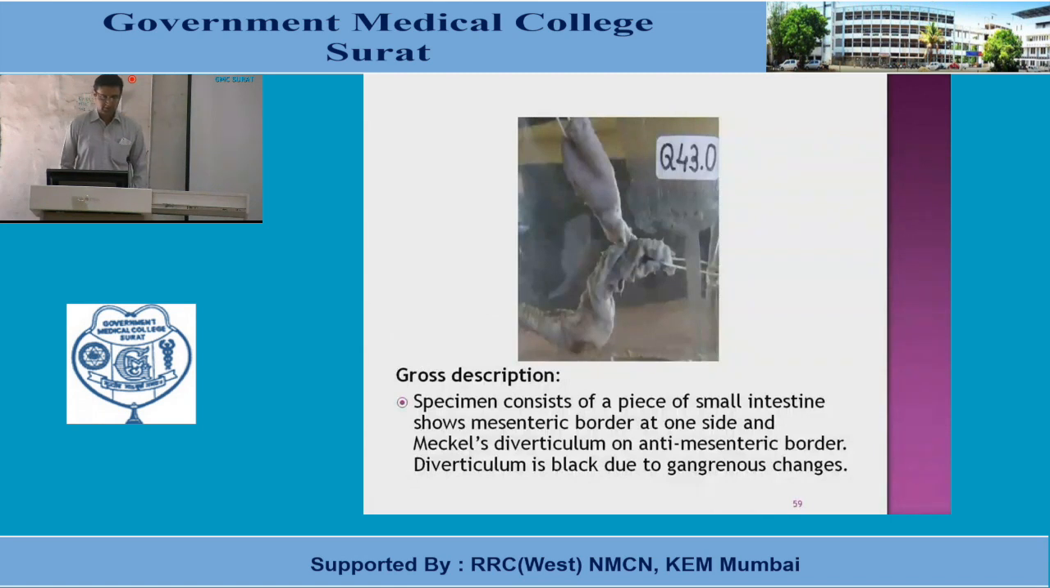See, this specimen consists of a piece of small intestine, showing the mesenteric border at one side and Meckel's diverticulum on the antimesenteric border. The diverticulum is black due to gangrenous changes. So, this is a Meckel's diverticulum. Here there is an intestinal part. This one is a true diverticulum.